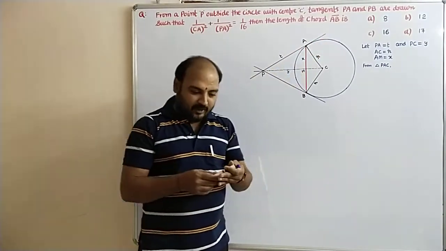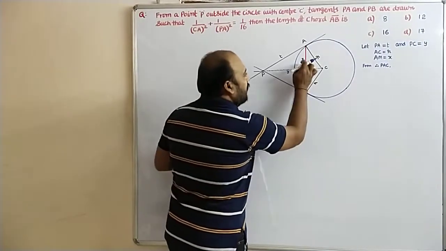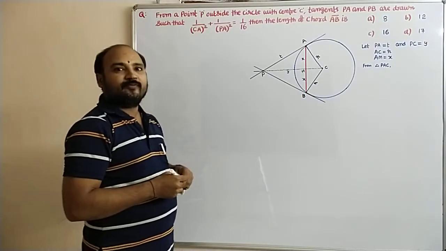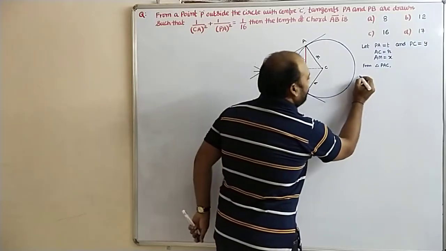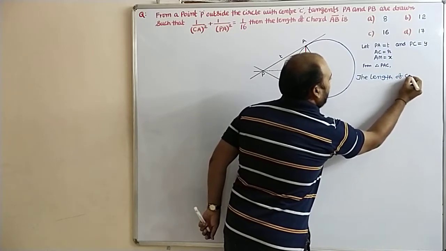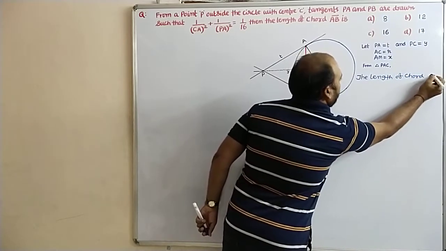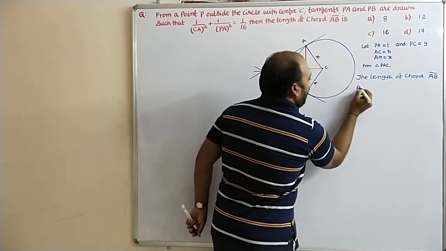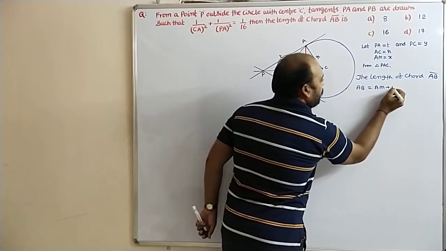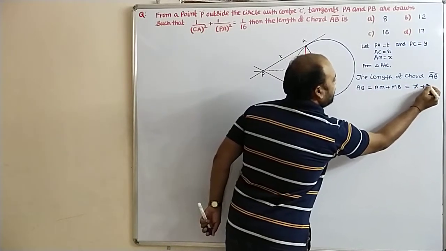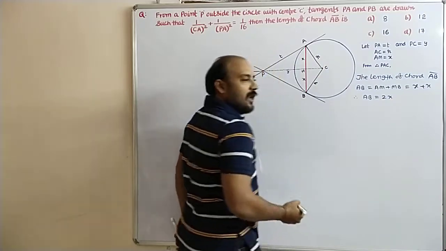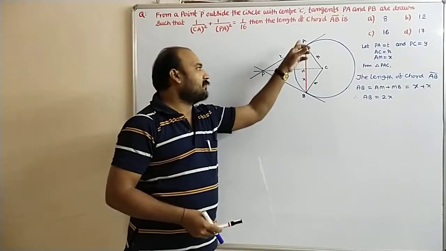Since M is the midpoint, from here to here it is x, and from here to here also x units. So the length of chord AB equals, from the figure, AM plus MB, which is x plus x, 2x. AB is equal to 2x. If you calculate the x value, you will get the length of the chord.